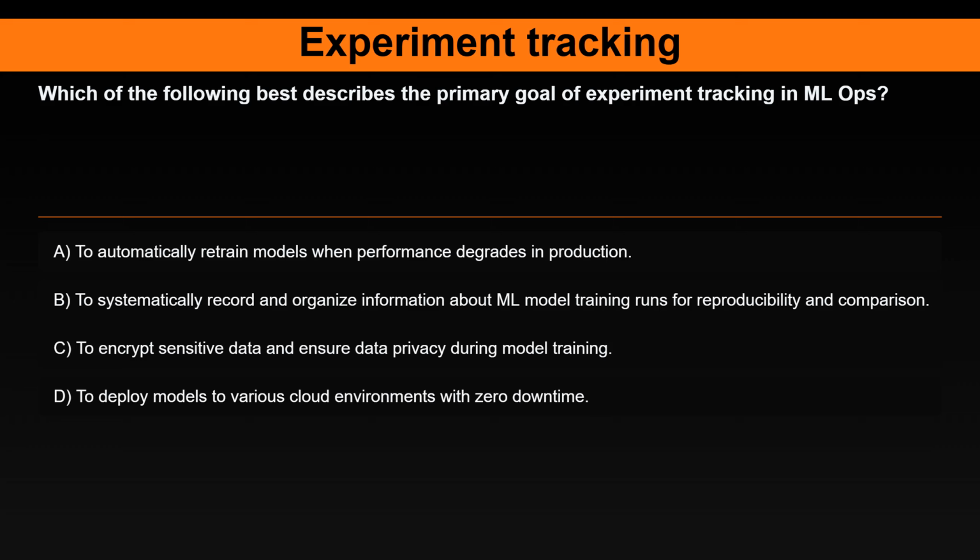Question 22. Which of the following best describes the primary goal of experiment tracking in ML Ops? Option A. To automatically retrain models when performance degrades in production. Option B. To systematically record and organize information about ML model training runs for reproducibility and comparison. Option C. To encrypt sensitive data and ensure data privacy during model training. Option D. To deploy models to various cloud environments with zero downtime.